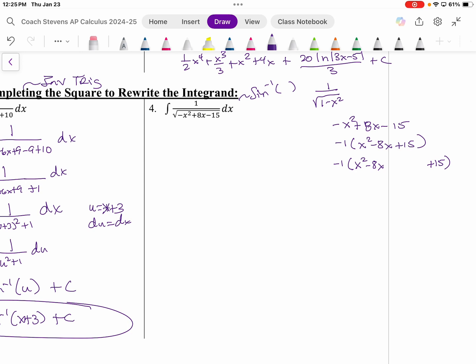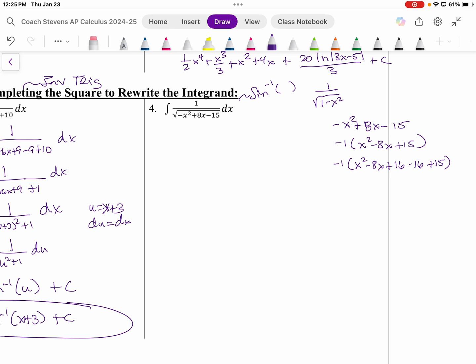And now, give me a second. Make sure I double check. Yeah, I haven't made a mistake yet. All right, now, half of 8 is 4. 4 squared is 16. So we would have a plus 16 and a minus 16.